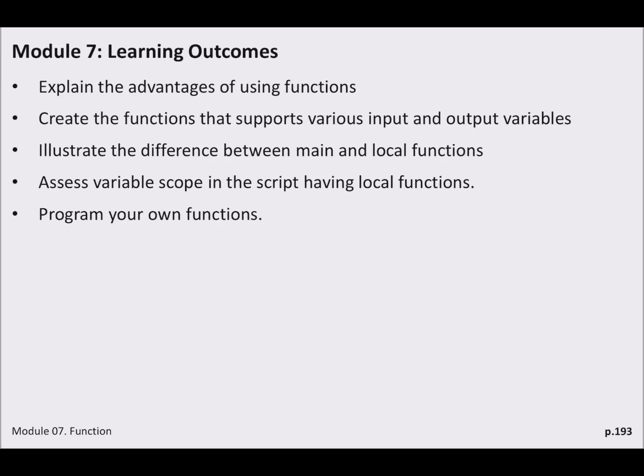At the end of these lectures, you can explain why we define and use functions in programming. You can create and design functions to support different numbers of input and output variables. There are local and main functions depending on their placement in the file. You can tell their difference. You can identify the variable scope or workspace when the script includes the script and local function. Finally, you can program your own function.